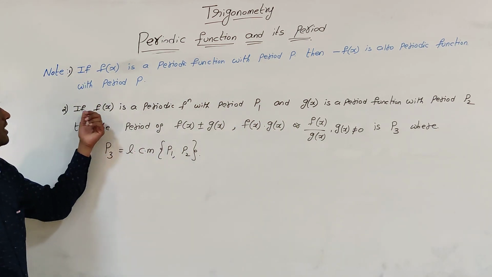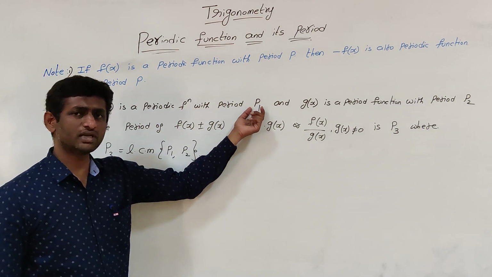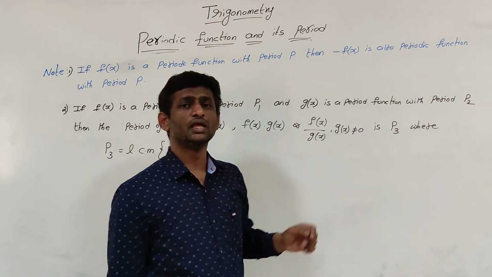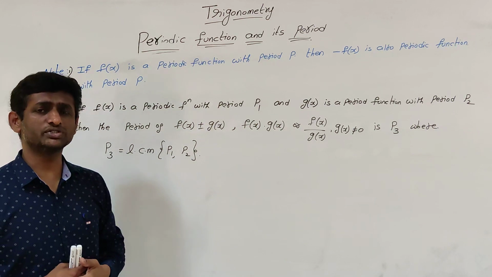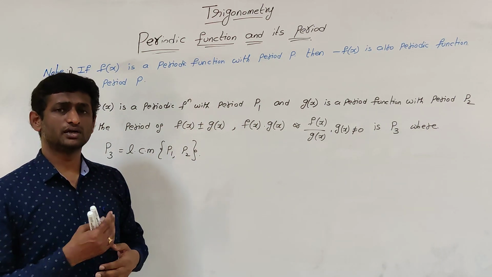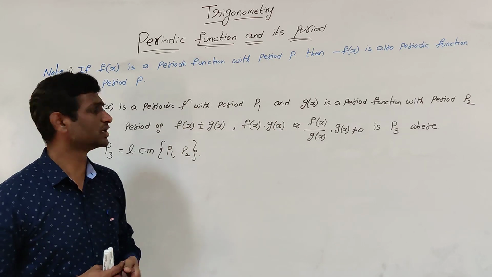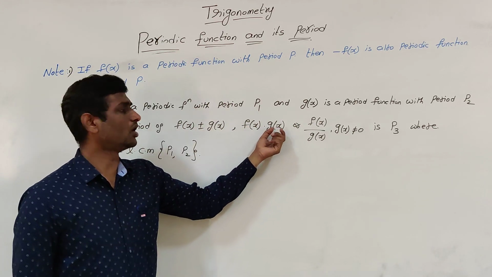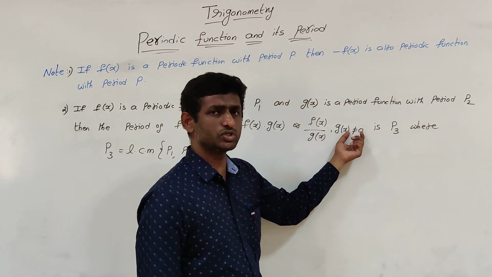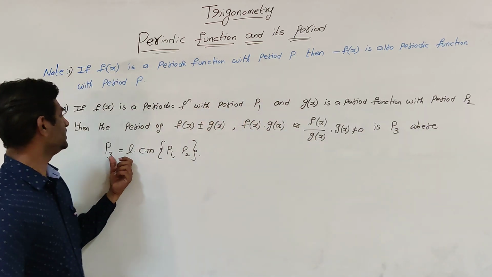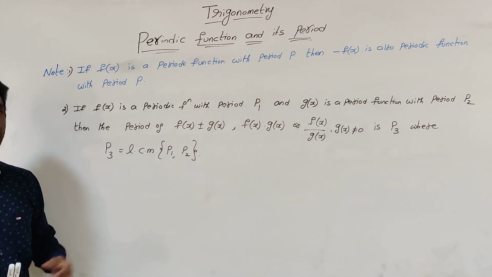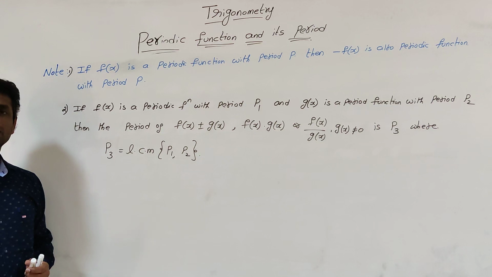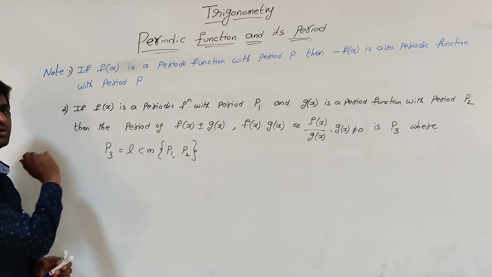Next, if f of x is a periodic function with period p1, and g of x is another periodic function with period p2, we can have the sum of two functions, difference of two functions, rational functions, and product of two functions. Then the period of f of x plus or minus g of x, or f of x into g of x, or f of x by g of x, where g of x is not equal to 0, is p3, where p3 is the LCM of p1 and p2. LCM means least common multiple of p1 and p2.